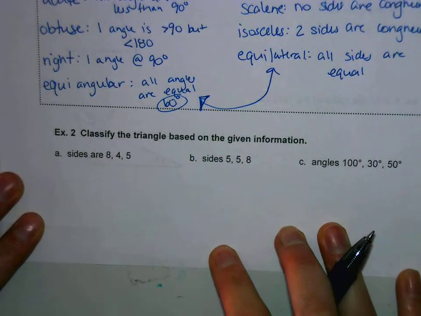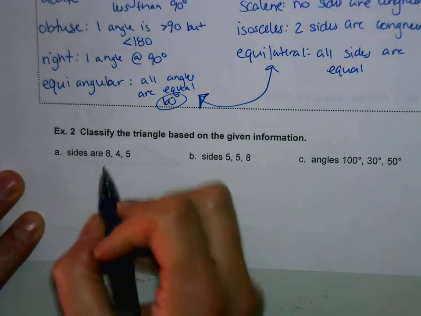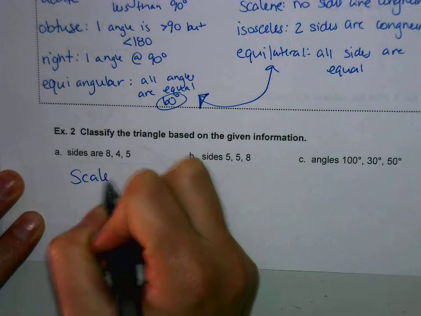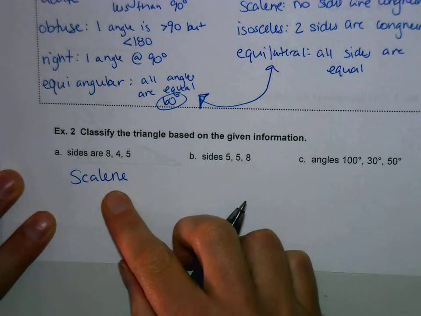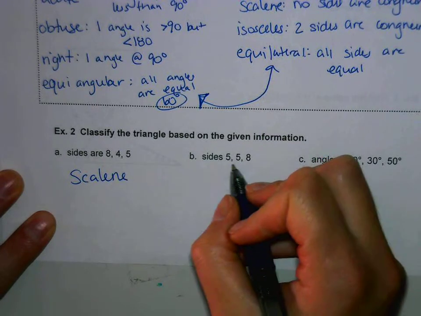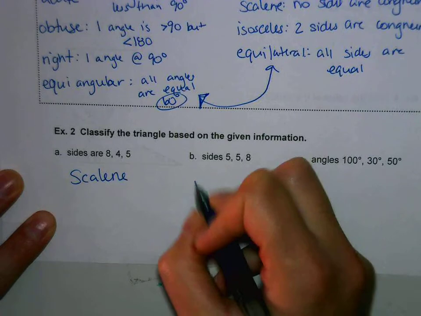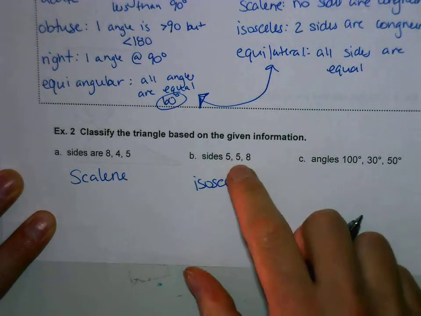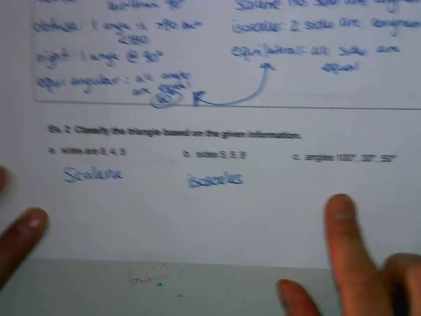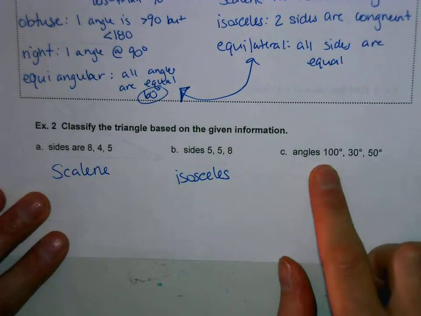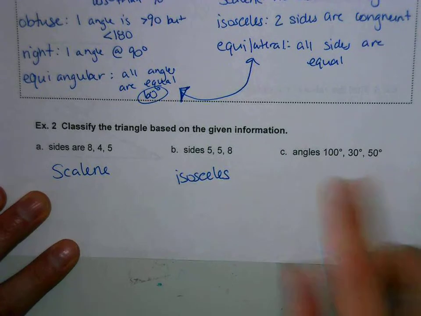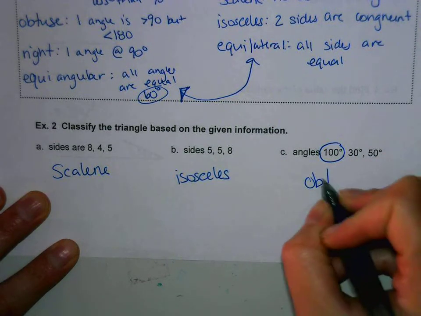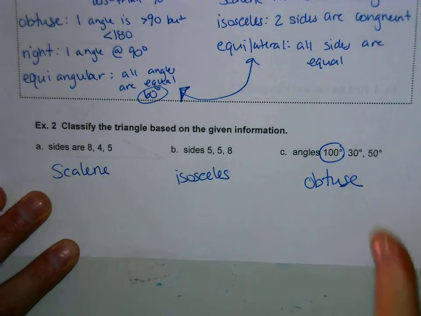So let's classify the triangles based on what's given. If we have sides that are lengths of 8, 4, and 5, this is going to be a scalene triangle because no sides are equal to each other. If we have sides 5, 5, and 8, it's going to be an isosceles triangle because two sides are congruent. And then if we look at our angles, we have 100 degrees, 30 degrees, and 50 degrees. So since one angle is bigger than 90 degrees, this is an obtuse triangle.